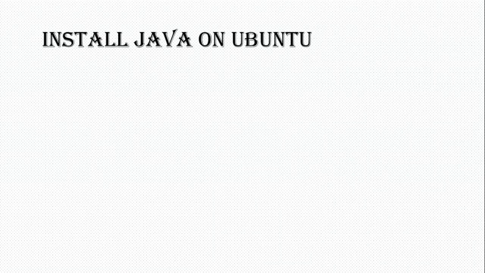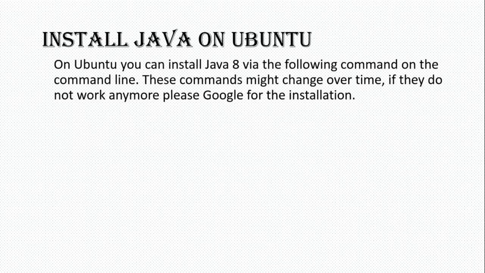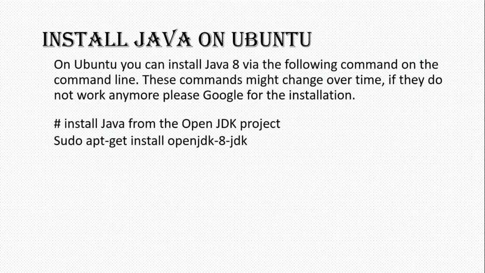Install Java on Ubuntu. On Ubuntu you can install Java 8 via the following commands on the command line. These commands might change over time. If they do not work anymore, please Google for the installation. Number one, install Java from the OpenJDK project: sudo apt-get install openjdk-8-jdk.